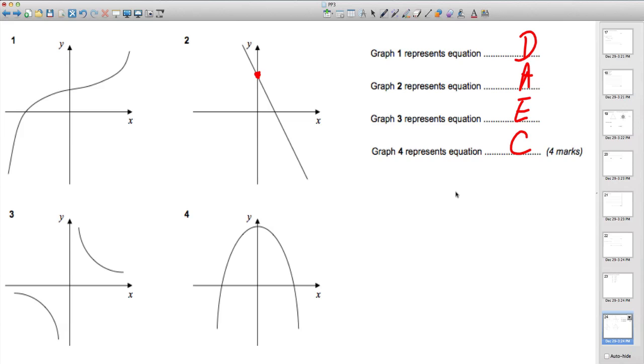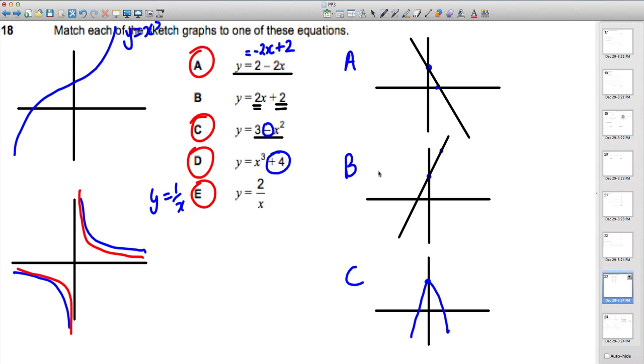Okay, and you should have been able to get that, in particular if the diagrams are given to you. But I showed you, you should know how to draw those graphs anyway.